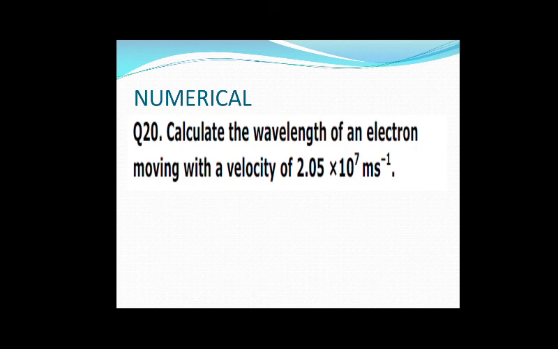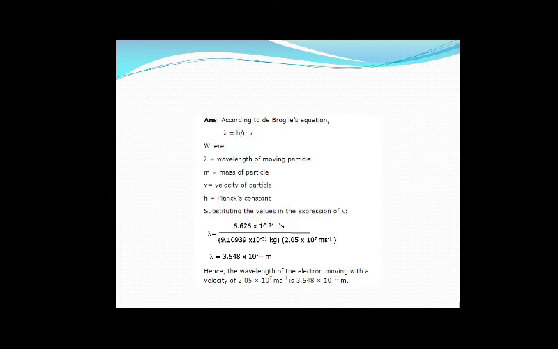Let us go to the next numerical now. Calculate the wavelength of an electron moving with a velocity of 2.05 into 10 raised to power 7 meter per second. Here they are asking to calculate lambda, and V is given. Which formula will we use? We will use the formula lambda is equal to h upon mv, because the electron mass we already know, and the h value we all know, 6.626 into 10 to the power minus 34 joule second. So we can easily solve this numerical. Let us see the answer here directly. You can see lambda is equal to h upon mv. By substituting all the values, you will get lambda equal to 3.548 into 10 raised to power minus 11 meter.